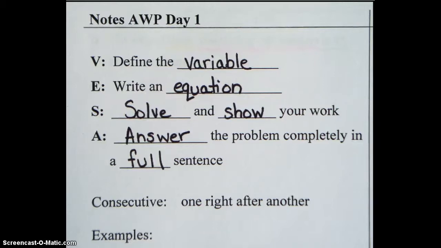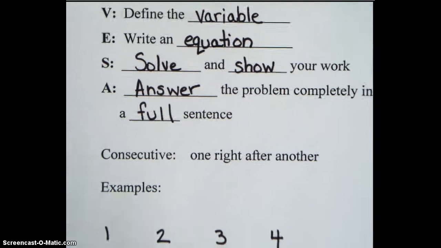Today we are starting the Algebra Word Problem Unit. Today's topic is consecutive integers. When we solve word problems, we need to define the variable or variables, write an algebraic equation, solve and show your work, and then answer the problem completely in a full sentence. The word consecutive means one right after another. Let's take a look at some examples.